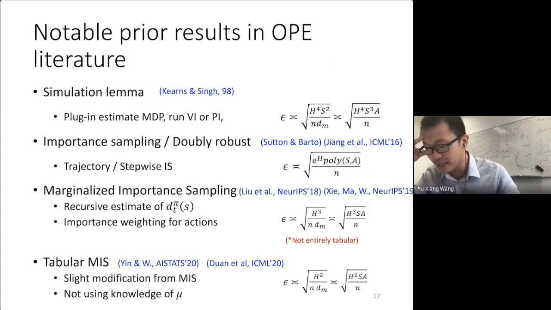Recently, one of them is marginalized importance sampling, and the formal theoretical analysis of that, like what was done by us in NeurIPS '19. And we end up getting H cubed over n d_m. So this is still suboptimal in terms of H, but it's unclear whether it's improvable for that specific setting, because that setting is not entirely tabular because it allows infinite actions and so on.